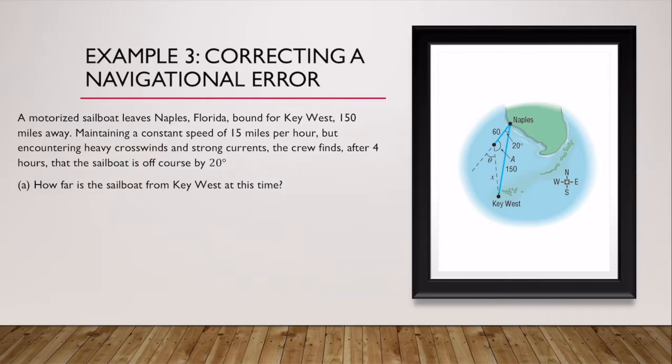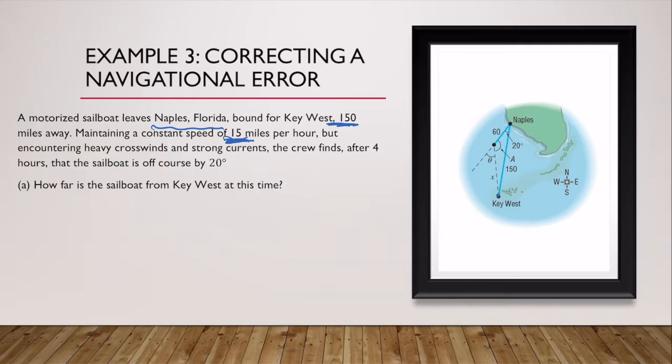A motorized sailboat leaves Naples, Florida, bound for Key West, which is 150 miles away, maintaining a constant speed of 15 miles per hour. So if we're traveling 150 miles at 15 miles an hour, this trip to Key West is going to take us 10 hours. But we encounter heavy crosswinds and strong currents.